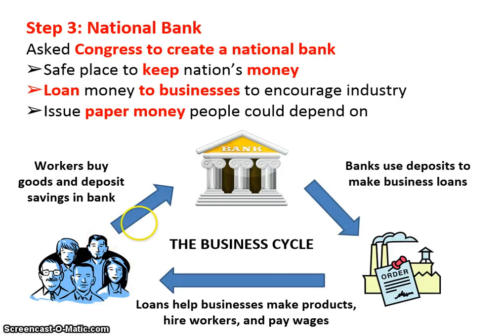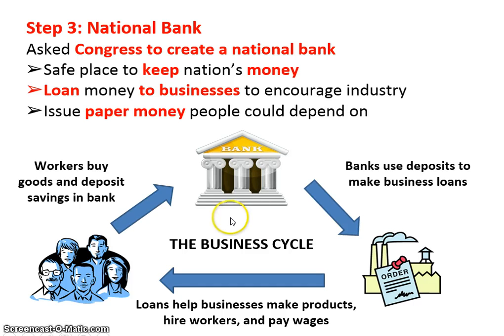And as we see in this diagram here, a bank is an important part of what's called the business cycle. So for the business cycle, we're going to start here with the people, which means the workers. When people do their job, they're given paychecks. Most of that money goes to things that they need: food, clothing, and shelter. But hopefully they will have some savings left over, and that money is deposited in the bank.